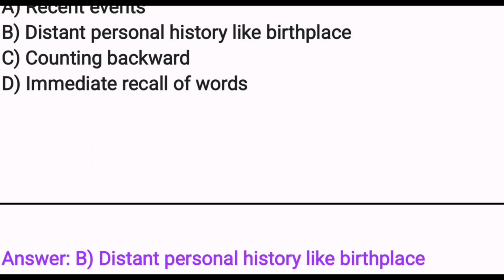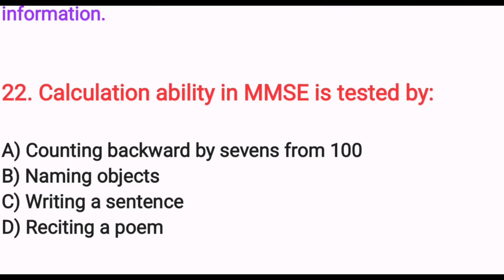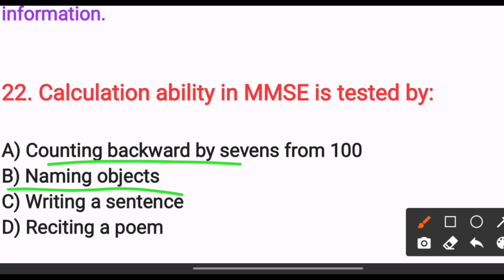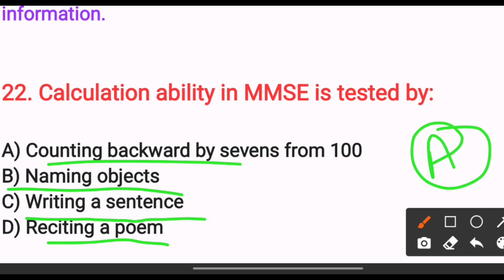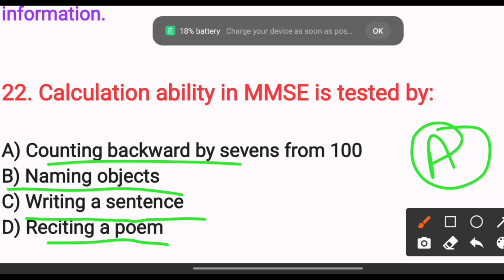Next, calculation ability in mental status examination is tested by option A, counting backward by sevens from 100. Option B, naming objects. Option C, writing a sentence. Option D, reciting a poem. The answer is option A, counting backward by 7s from 100, because serial 7s test attention, concentration and calculation.